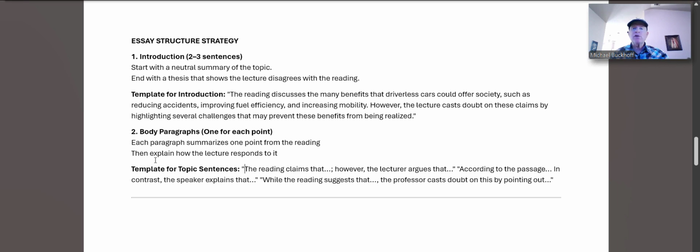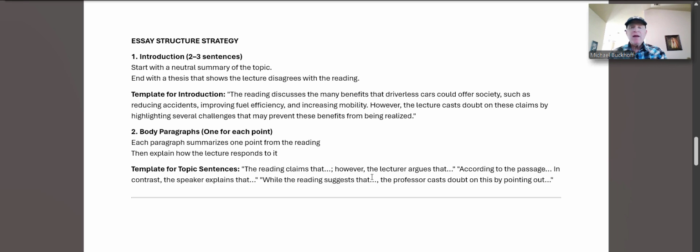But the key is to show it at the key juncture, right? When you're moving from the information in the reading to the information of the lecture, that's the key juncture. That's where that transition word needs to be placed. And by saying however, or in contrast, it helps show that the lecture has opposite or contrasting information from the reading. Another one you could say, while the reading suggests that blah, blah, blah, the professor casts doubt on this by pointing out.